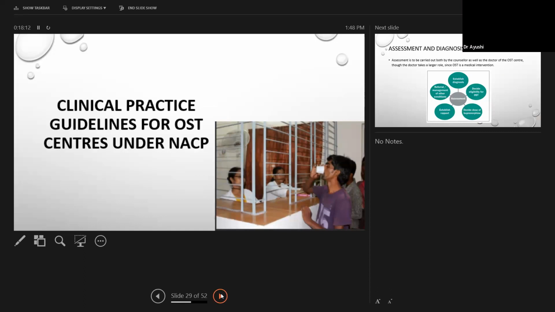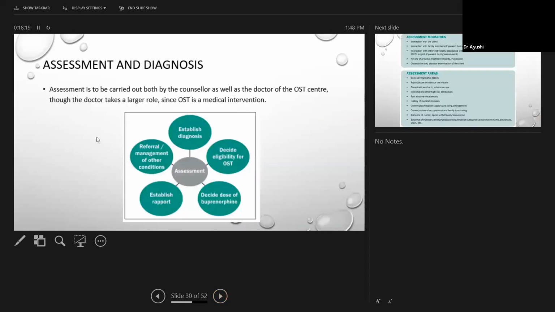Then the clinical practice guidelines for opioid substitution therapy centers under the National AIDS Control Program. The assessment is to be carried out both by the counselor as well as the doctor at the OST center, though the doctor takes a larger role since OST is a medical intervention. In assessment, we first have to establish rapport with the patient, then establish the diagnosis, then decide the eligibility for opioid substitution therapy, then decide the dose of buprenorphine, and then see if we need referral or management for other conditions.